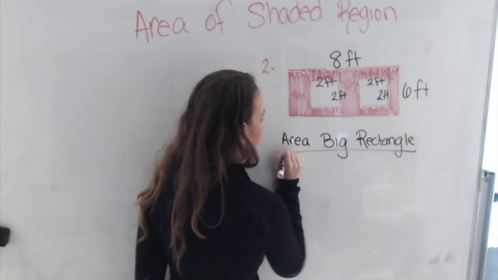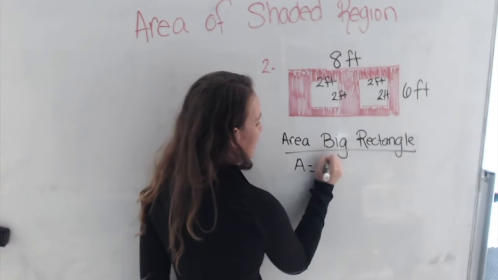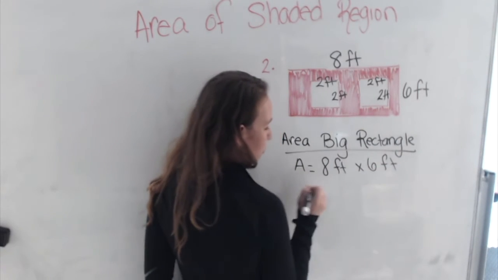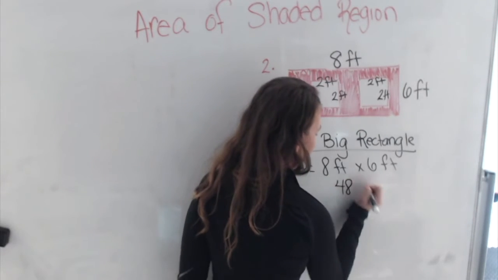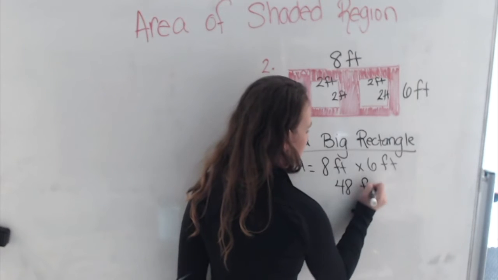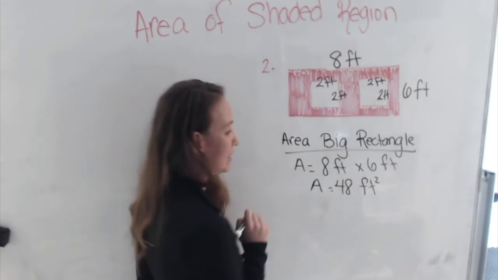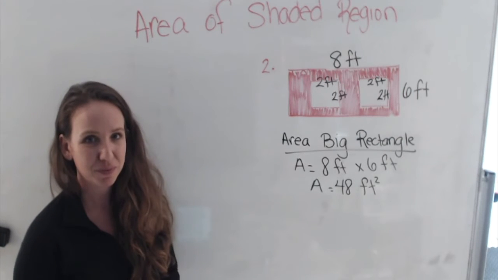And just like before, we're going to have A represent area. So the area is 8 feet times 6 feet, which gives us 8 times 6, which is 48, and feet times feet, which is feet squared. So the area of the big rectangle is 48 feet squared.